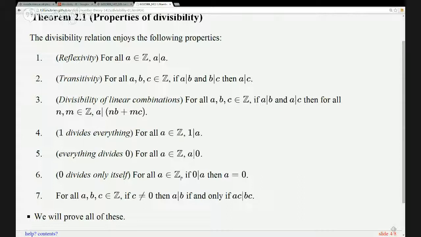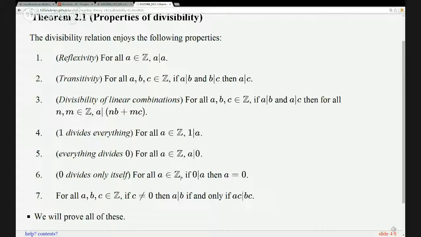Everything divides 0. You give yourself any old integer A. You want to conclude that A divides 0. Well, to do that, you have to show that 0 is some multiple of A. Which multiple of A is it? There is an integer that goes there. Of course, there's only one, namely 0. 0 is A times 0, therefore everything divides 0.